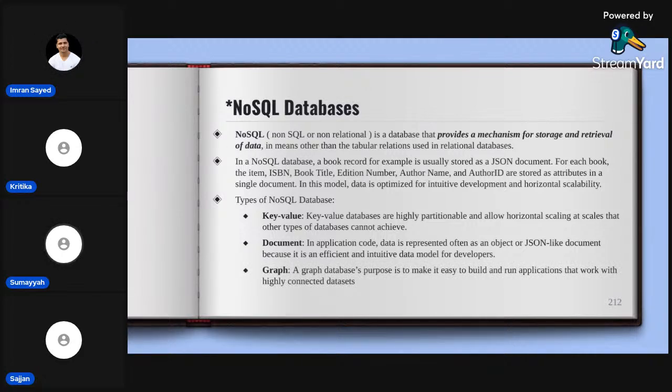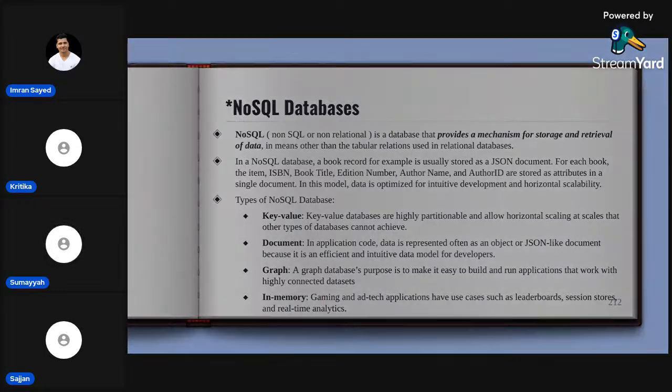Graph database's purpose is to make it easy to build and run applications that work with highly connected datasets. So now you're talking about different types of NoSQL databases. You have key value pairs, you have the document types, you have the graph type. In memory: gaming and ad tech applications have use cases such as leaderboards, session stores, and real time analytics.